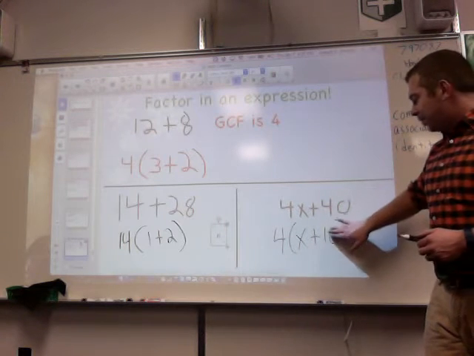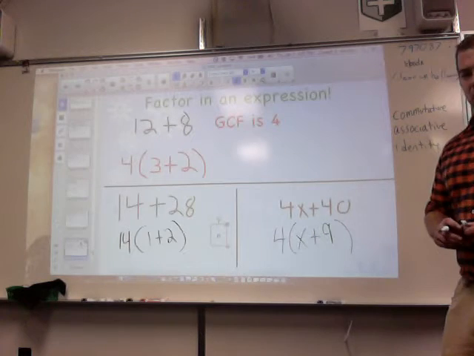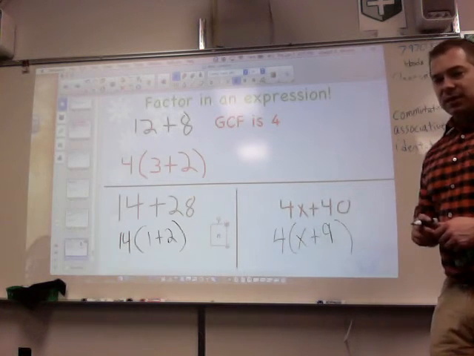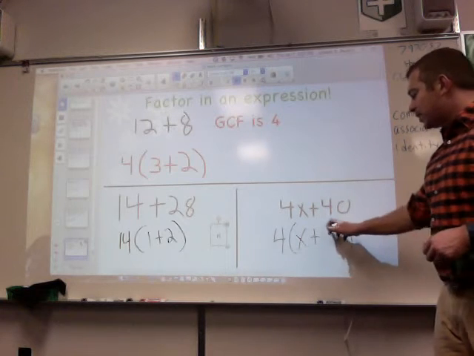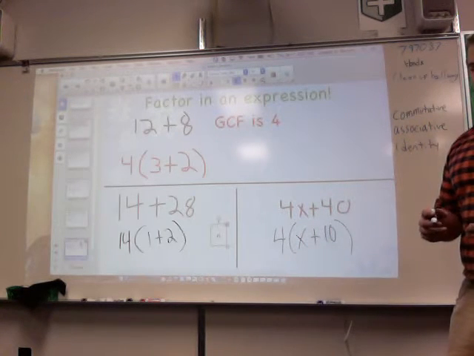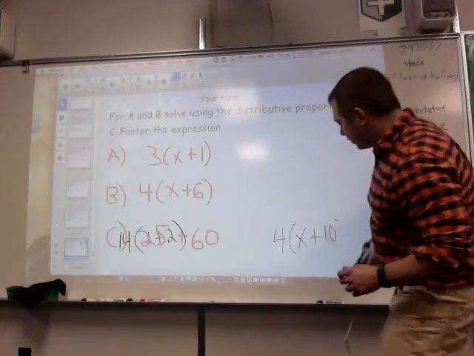Let's say I got this wrong, and I wrote 9 here. I could always check my work. 4 times x is 4x, but 4 times 9 is not 40, so that's incorrect. Oh yeah, 4 times 10 is 40. Okay? All right. So now it's your turn to do some work.